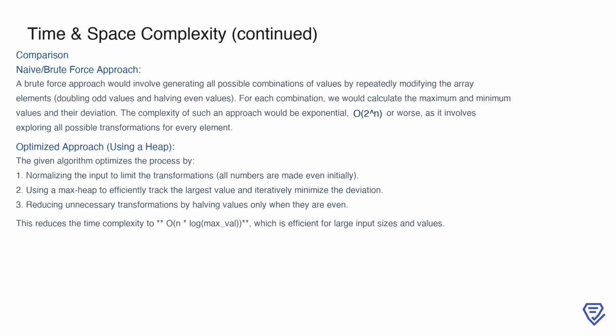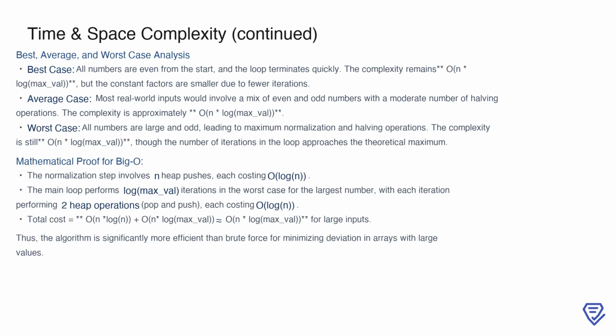for large input sizes. The algorithm's performance can be analyzed across best, average, and worst-case scenarios. In the best case, all numbers in the array are already even, allowing the loop to terminate quickly. While the time complexity remains O(n * log max_val), the constant factors are smaller due to fewer iterations.